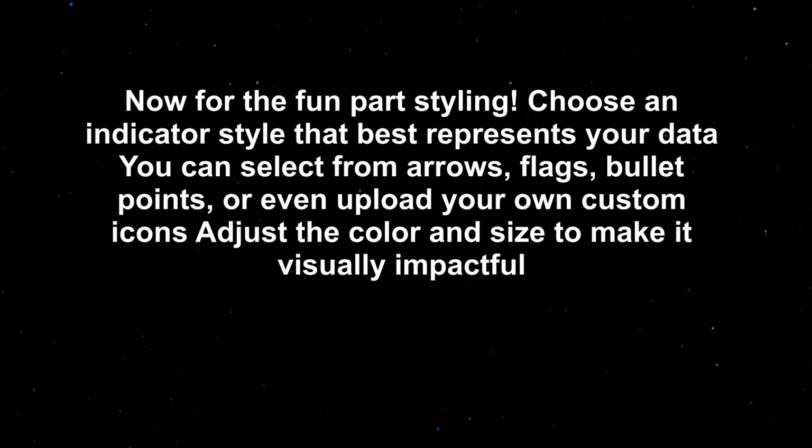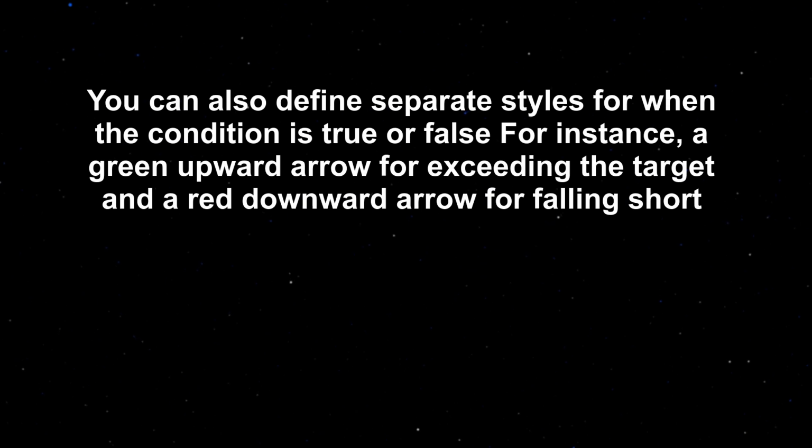Now for the fun part, styling. Choose an indicator style that best represents your data. You can select from arrows, flags, bullet points, or even upload your own custom icons. Adjust the color and size to make it visually impactful. You can also define separate styles for when the condition is true or false. For instance, a green upward arrow for exceeding the target and a red downward arrow for falling short.